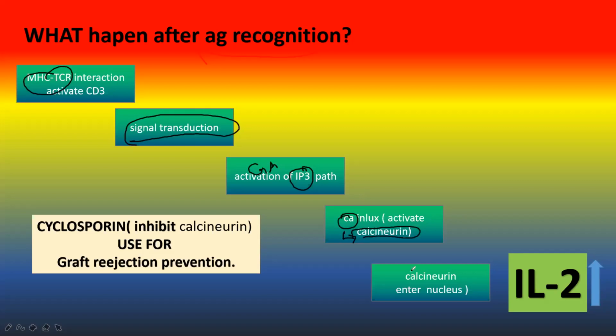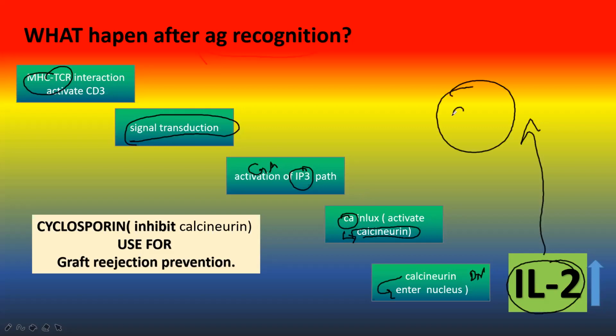Calcineurin gives message to DNA to produce what? Interleukin-2. This interleukin-2 doing what? Interleukin-2 acting on CD4 cell. Interleukin-2 acting on CD8 cell. Acting on CD4 cell.